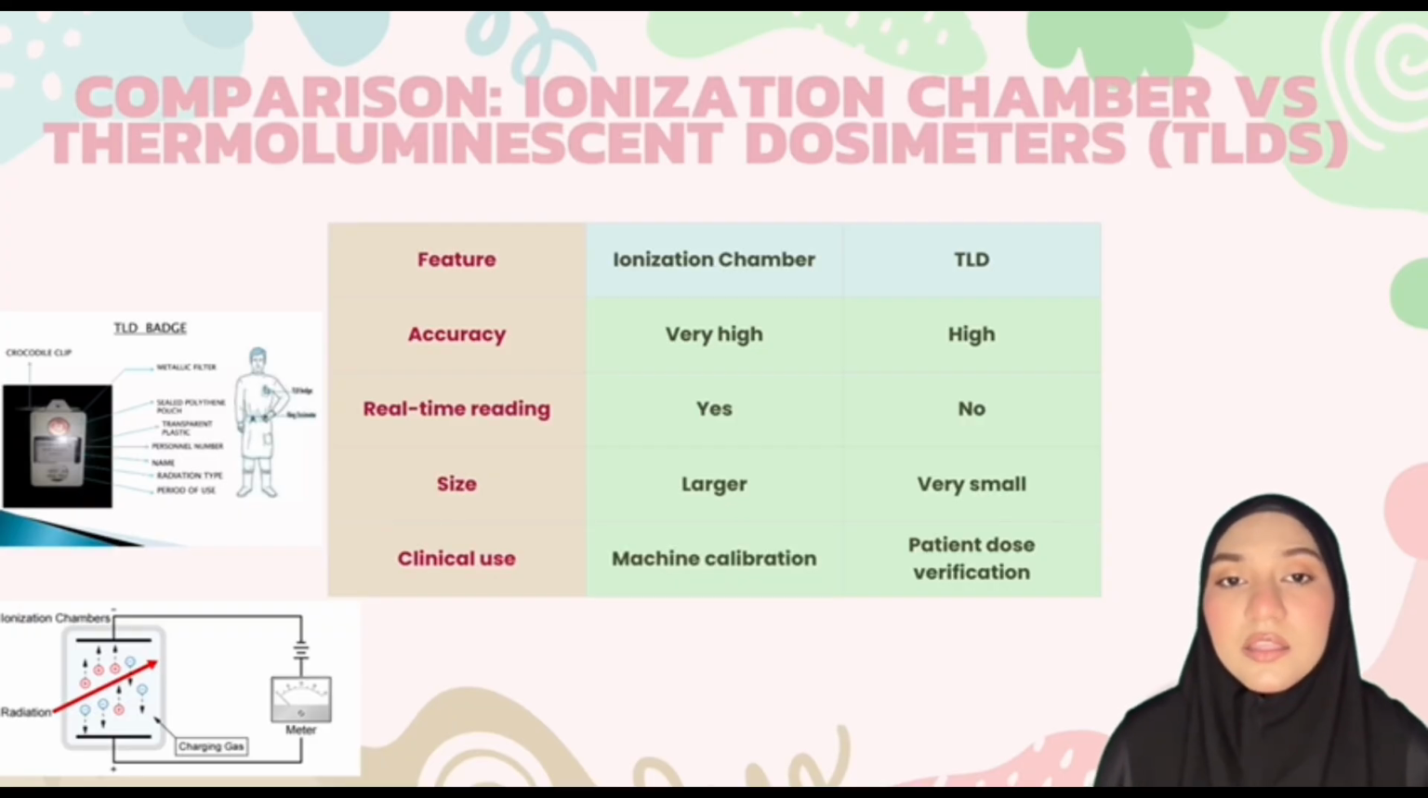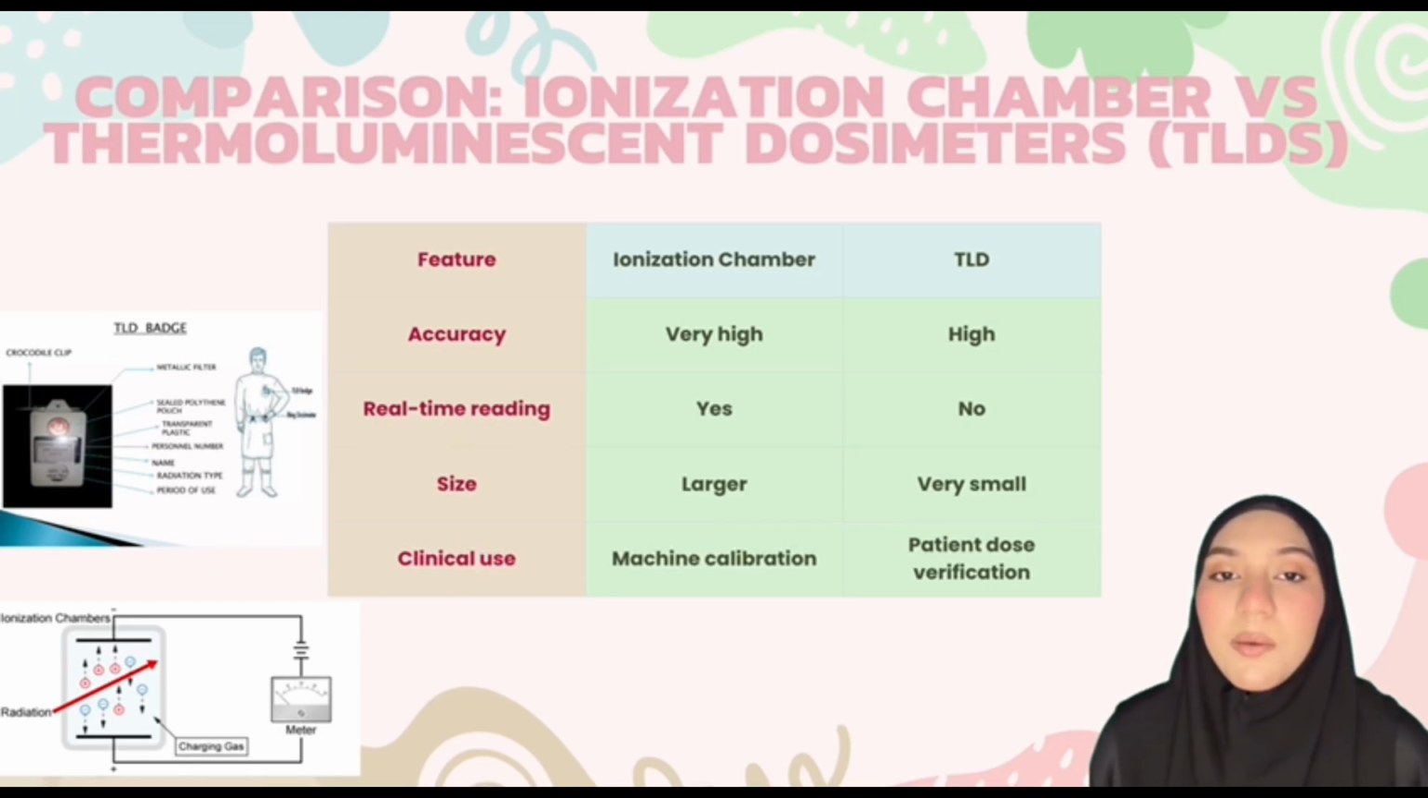On the other hand, a thermoluminescent dosimeter or TLD measures radiation dose by storing energy in its crystal structure when exposed to radiation. When the TLD is heated, it releases this energy as light, and the amount of light emitted corresponds to the absorbed dose. TLDs are small and can be placed on or inside the patient, making them ideal for patient dose verification. However, they do not provide immediate results. In summary, ionization chambers are best for accurate, real-time calibration, while TLDs are more suitable for patient dose monitoring.